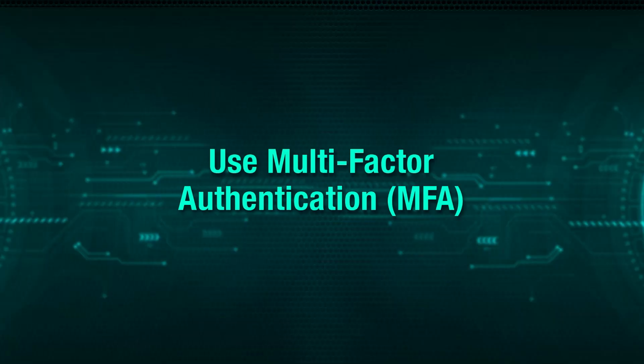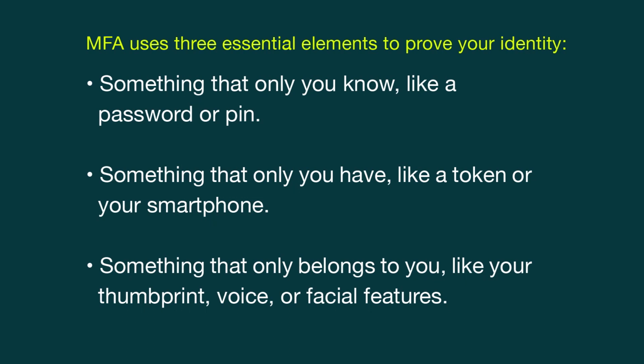Use multi-factor authentication or MFA. Multi-factor authentication is designed to improve security by preventing unauthorized access. It requires you to confirm your identity in more than one way when accessing an application, website or software. MFA uses 3 essential elements to prove your identity. Something that only you know, like a password or PIN. Something that only you have, like a token or your smartphone. Something that only belongs to you, like your thumbprint, voice or facial features.